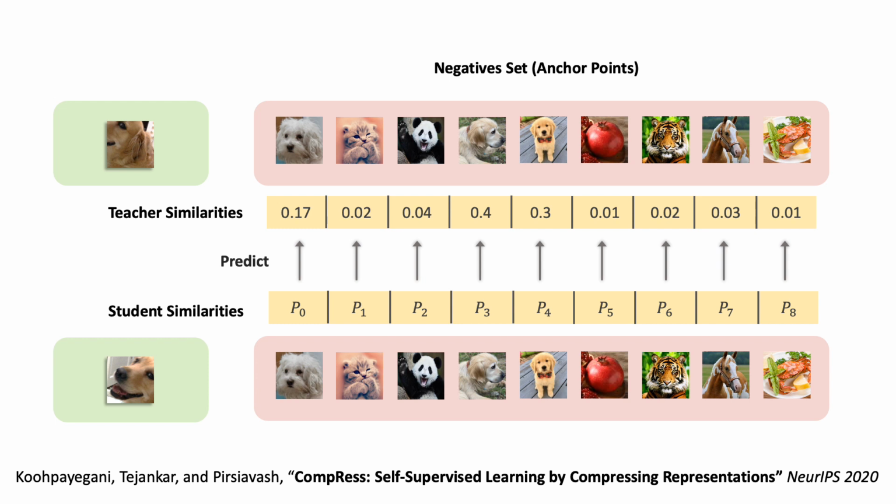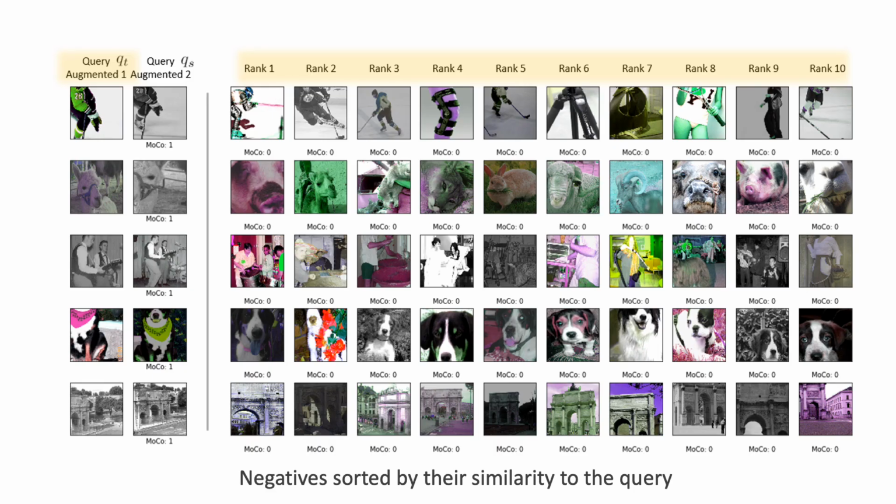Inspired by compression, we do unsupervised knowledge distillation without a pre-trained teacher. On each iteration of training, we distill the knowledge from the teacher to the student by predicting the soft labels of the teacher over anchor points. Note that we initialize both teacher and student with the same random initialization and train them from scratch.